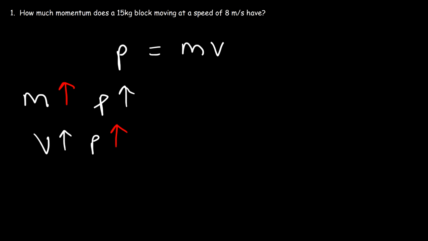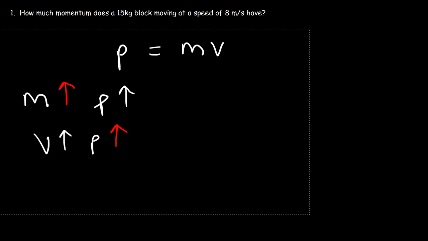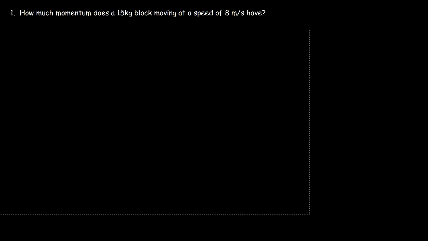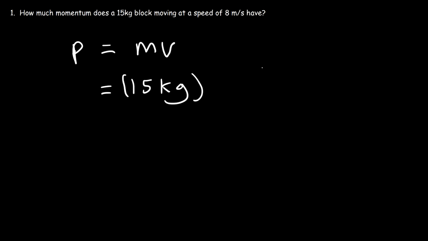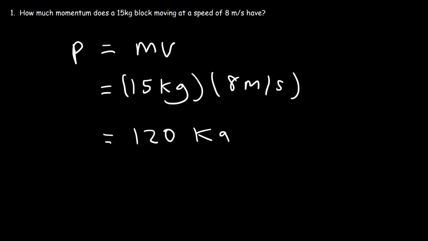Now let's focus on answering this question. How much momentum does a 15-kilogram block moving at a speed of 8 meters per second have? So momentum is just m times v. So we have a mass of 15 kilograms multiplied by a speed of 8 meters per second. So 15 times 8, this will give us a magnitude of 120 kilograms times meters per second.